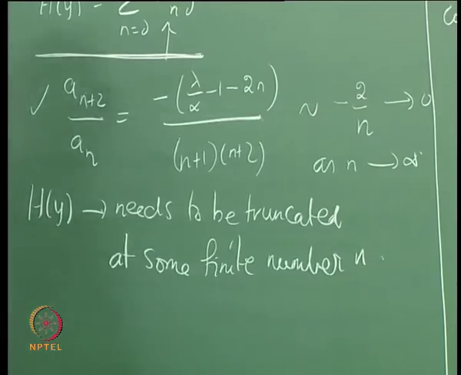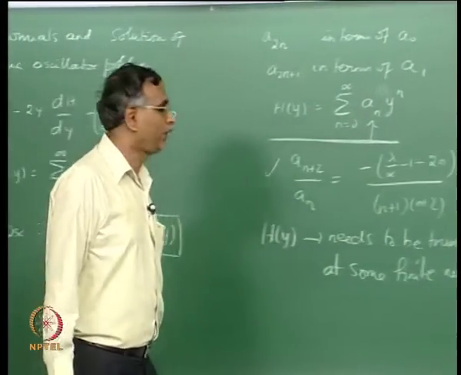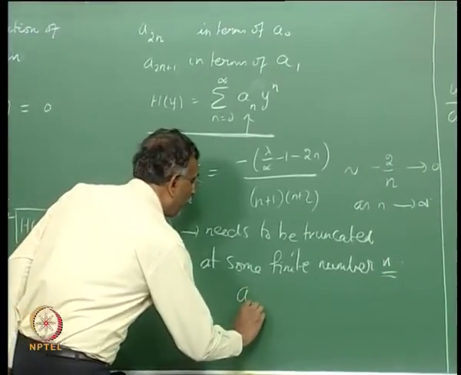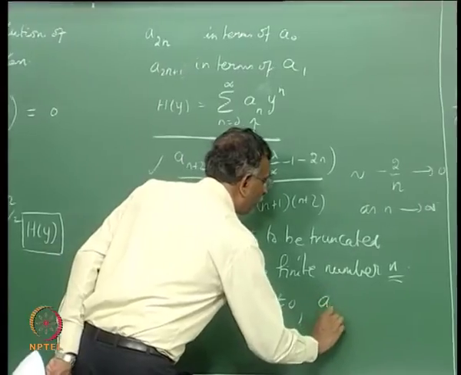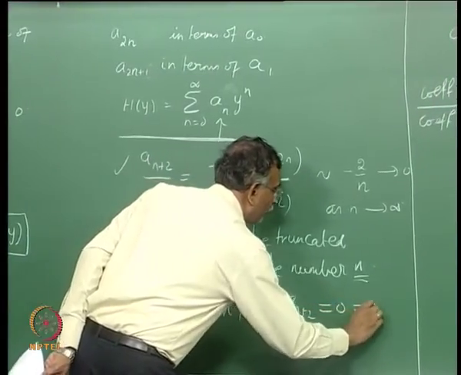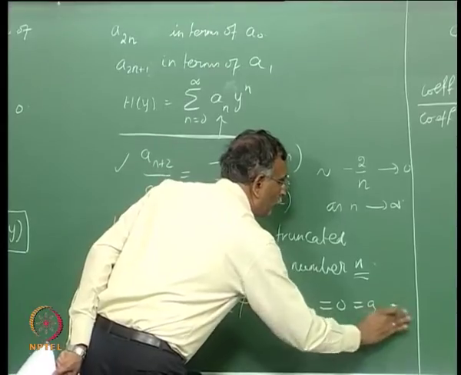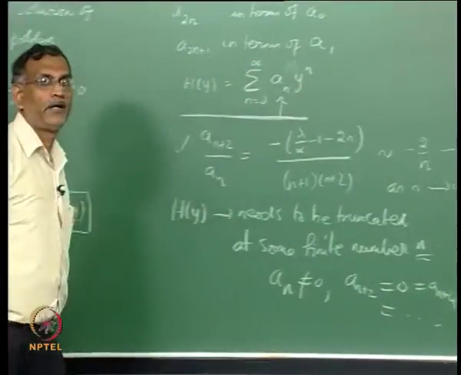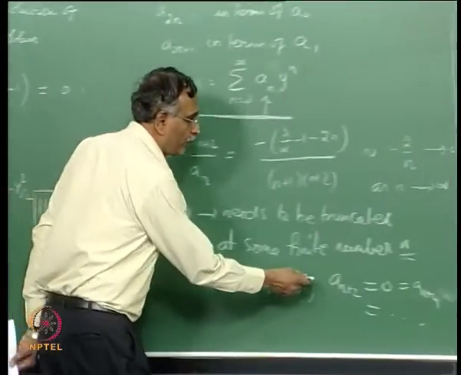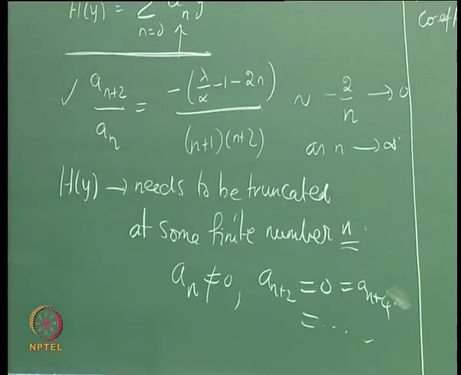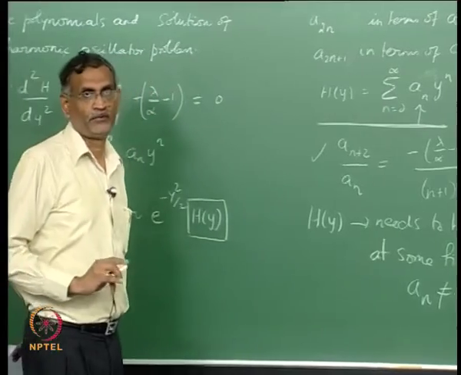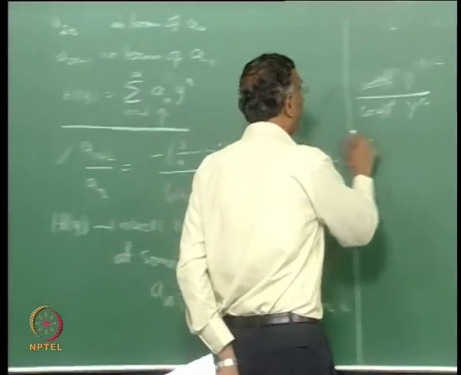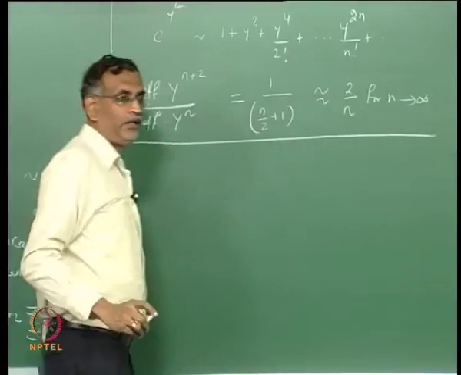Okay. And to truncate that at some finite number n, what it means is that the coefficient a n is not 0, but the coefficient a n plus 2 is equal to 0, is equal to a n plus 4, is equal to etcetera. Therefore, it is important for us to choose the power series in such a way that all terms beyond a certain value of n have 0 coefficients. How do we do that? We do that by looking at the structure of the coefficients.